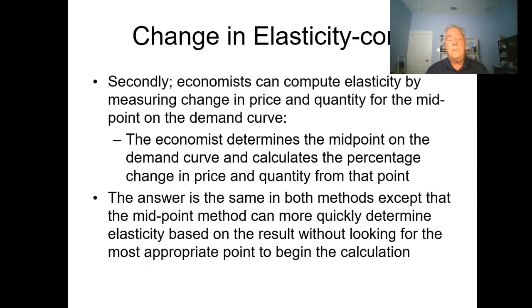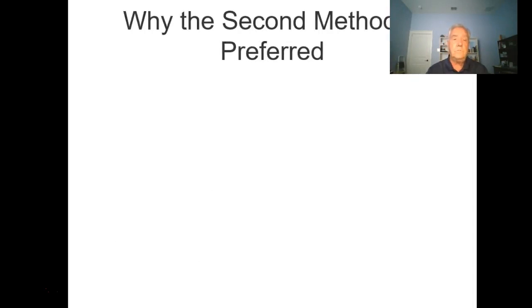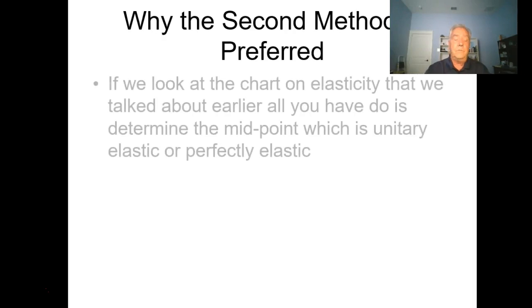The preferred method, which is the midpoint of the curve, is preferred because it makes the calculation that much easier, more accurate, and you're not confused by where you might be on the demand curve. You know exactly where you are. So that's why they kind of look at that as the preferred method of calculating elasticity. All right, just kind of gave you the answer.